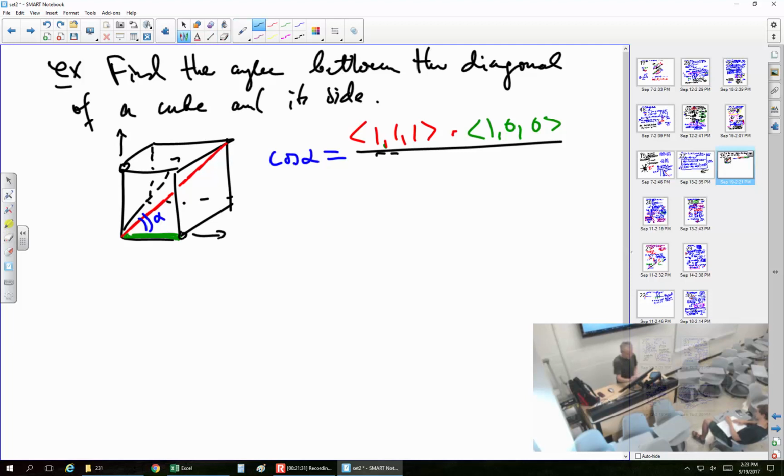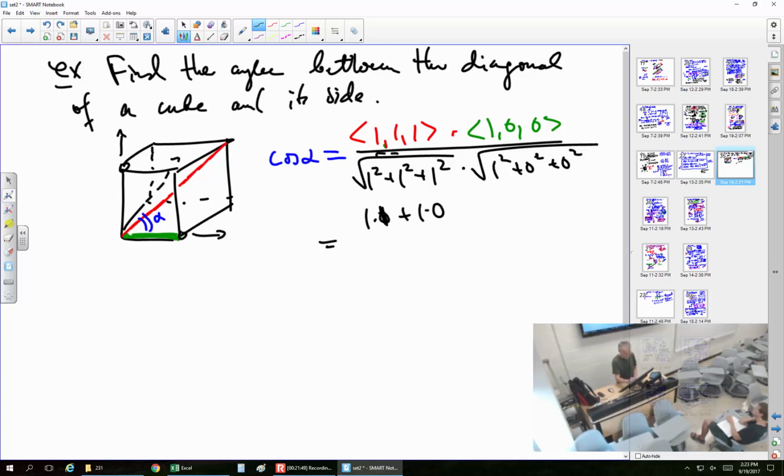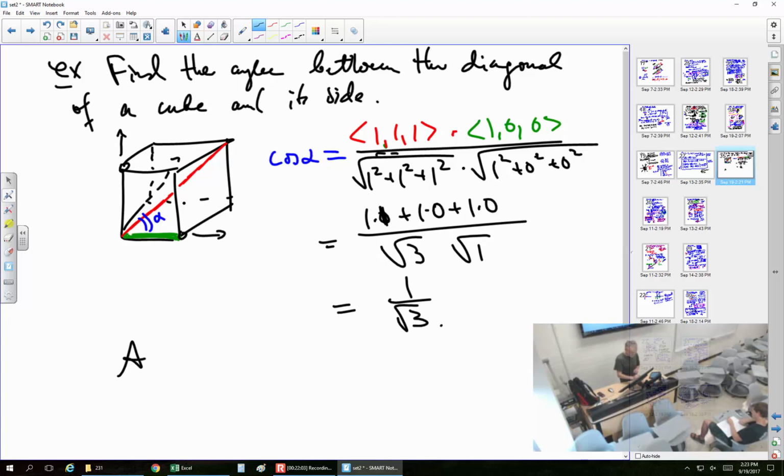I could just as well write it here. It is, as I said, the square root of 1 squared plus 1 squared plus 1 squared, and here the square root of 1 squared plus 0 squared plus 0 squared. In the numerator I have simply 1 times 1 plus 1 times 0 plus 1 times 0, divided by square root of 3 times square root of 1. So altogether I end up with 1 over square root of 3. Okay, so what is the answer?